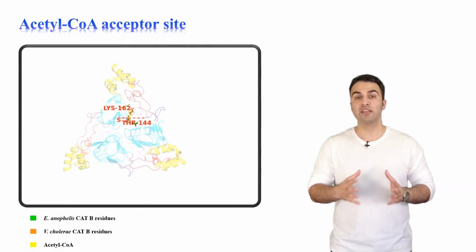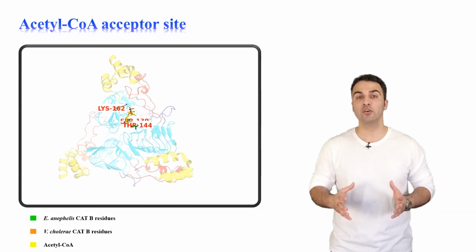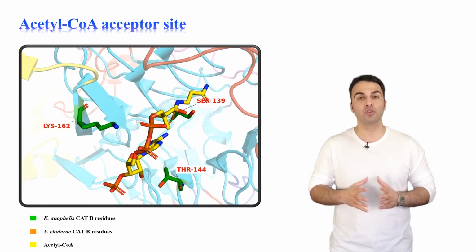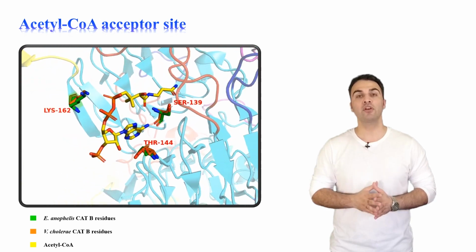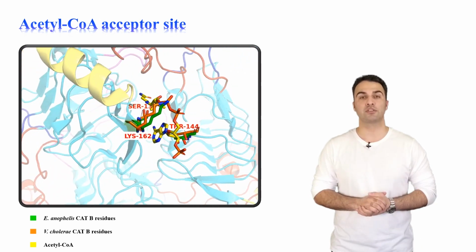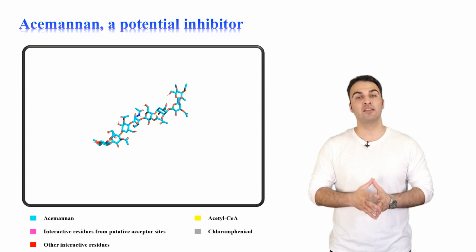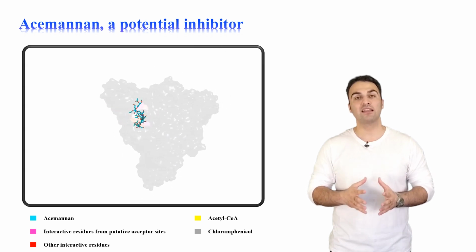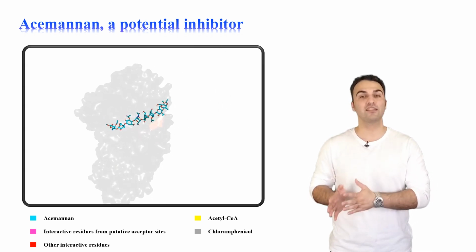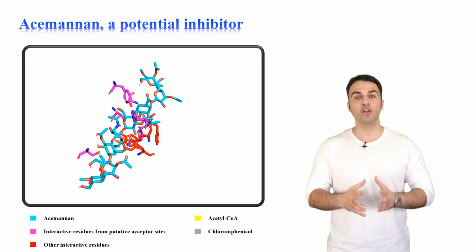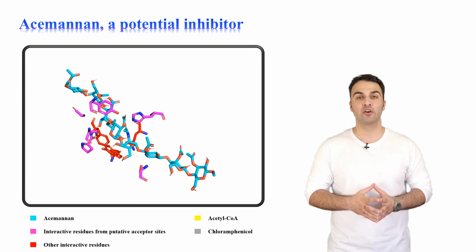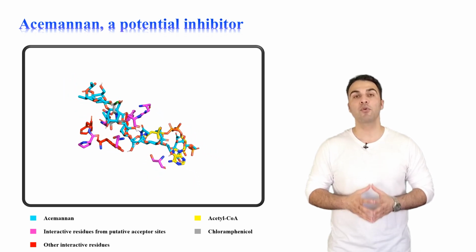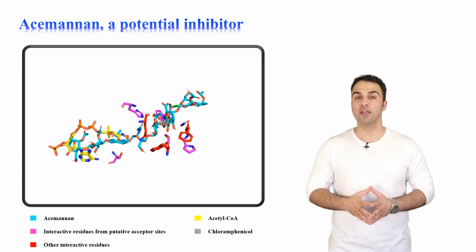Putative residues critical for mediating hydrogen bonding interaction with acetyl-CoA in our structure are serine 139, lysine 162, and threonine 144. The residues are the same in Vibrio cholerae CAT B protein with different residue numbers. We also found acemannan, a polymannose present in the inner leaf gel of the aloe vera plant, as a potential inhibitor for the CAT enzyme, acting as an antagonist in both chloramphenicol and acetyl-CoA binding sites. Potentially, it can make 9 hydrogen bonds with the CAT enzyme in both binding sites. Six of them are hydrogen bonds with the putative active site residues. This would likely prevent both substrates from binding, thereby inhibiting CAT function.